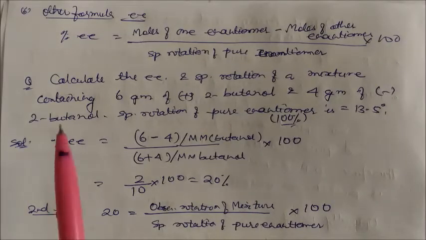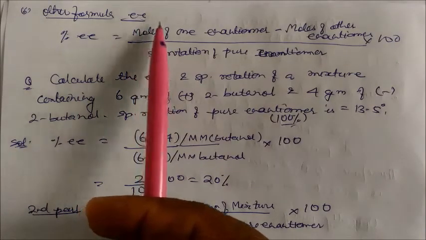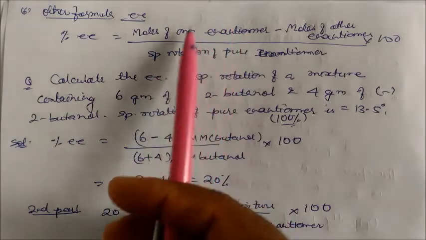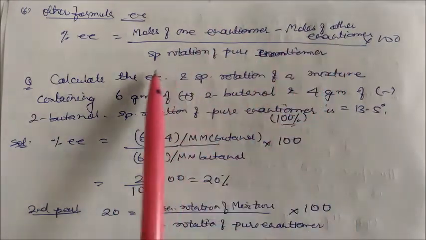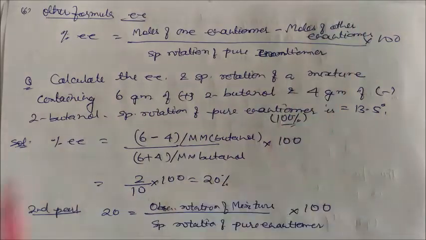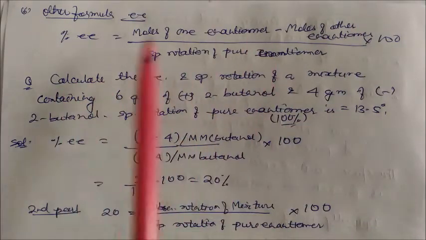There is another formula for enantiomeric excess. Enantiomeric excess is the moles of the higher enantiomer minus the moles of the other enantiomer, divided by the total moles, multiplied by 100. We will see some problems based on this.